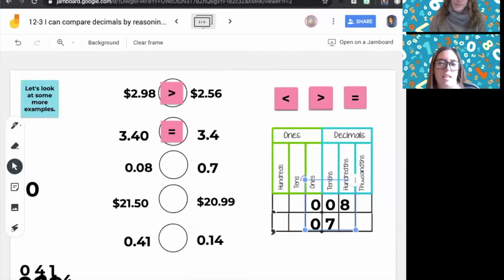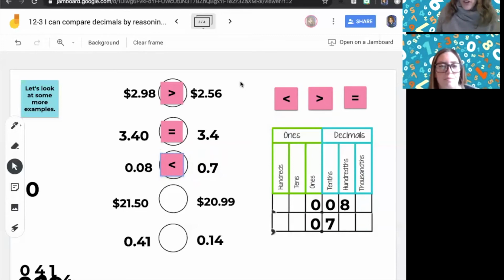Okay, so again, starting in the greatest place value, the ones, they're equal. In the tenths place, 7 is greater than 0. So 7 tenths is greater than 8 hundredths. So to complete the sentence, 8 hundredths is less than 7 tenths. Awesome. Let's look at the next one.